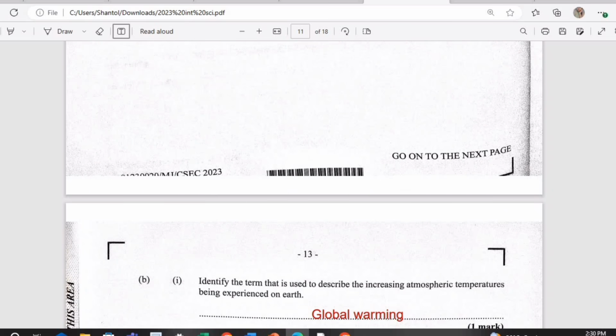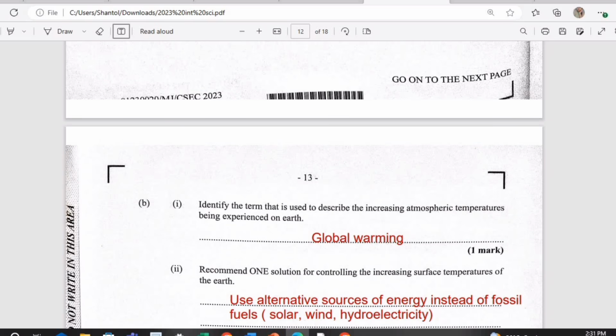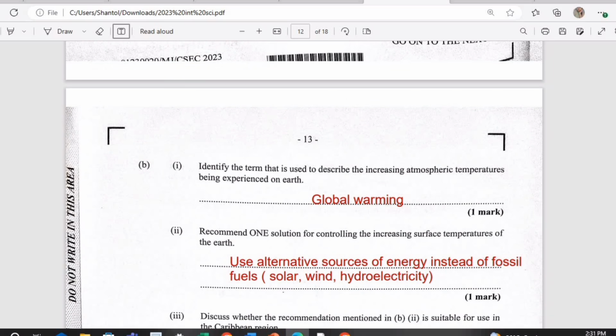Next part of the question, it says identify the term that is used to describe the increase in atmospheric temperatures being experienced on Earth. If you said global warming, you are correct, and that's 1 mark. Part 2, recommend one solution for controlling the increasing surface temperatures of the Earth. Now, I have an answer that you see they're going to be asking you to use your answer in the next part of the question. So my answer is using alternative sources of energy instead of fossil fuels.